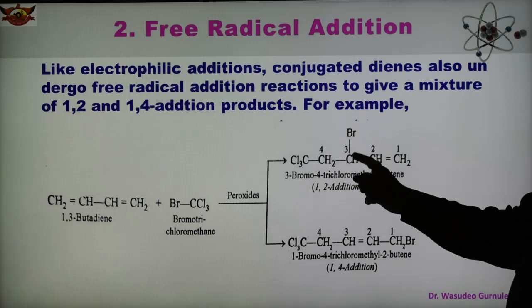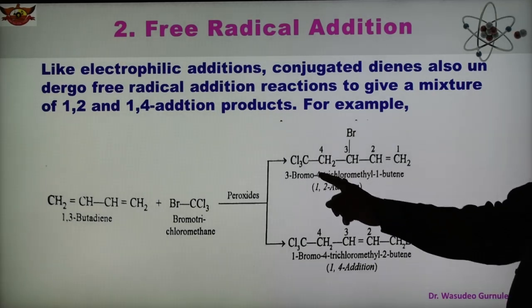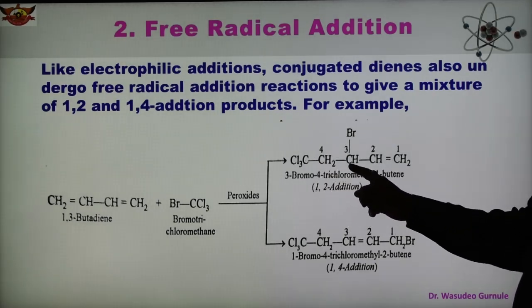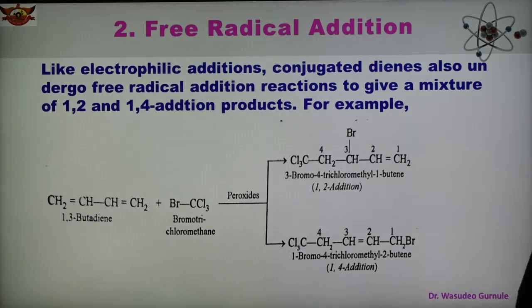But now what is 3-bromo? And this trichloromethyl, this is methyl, trichloromethyl-1-butene. This is 1,2 addition.